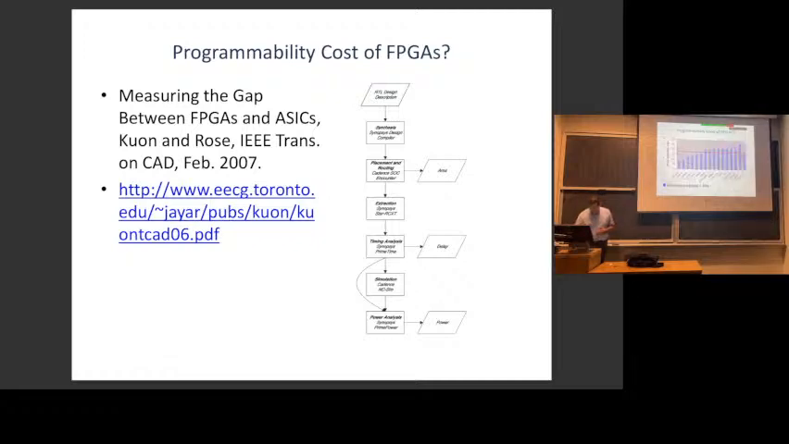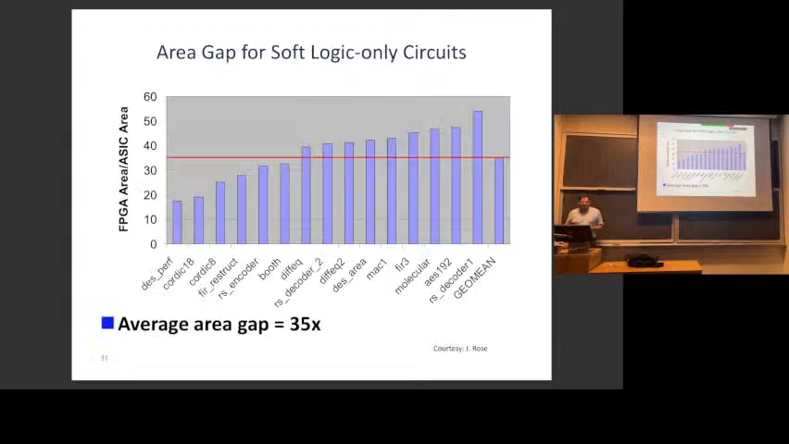Okay, and the cost is pretty big. So if you're only using soft logic, just the LEs and logic blocks and the programmable routing, they took a bunch of designs. These designs are pretty small, so that's one caveat, but they found the average area gap versus an ASIC was big. It's about 35 times bigger. So that's large.